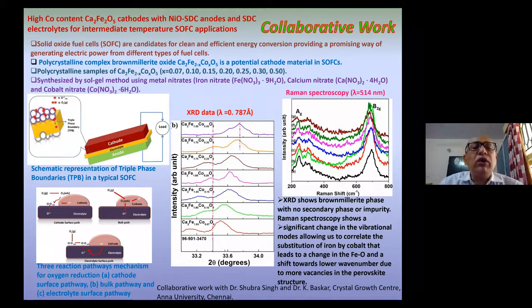Okay. So he has done work on these calcium ion cathodes and anodes and so on. So these are all solid oxide fuel materials which our collaborators are interested in. These are the collaborators from Anna University Chennai Crystal Growth Center, Dr. Subhra Singh and Dr. K. Bhaskar. And we have carried out the XRD and Raman measurements for them. And we are also collaborators in this particular work. So this is a kind of directed basic research application work.